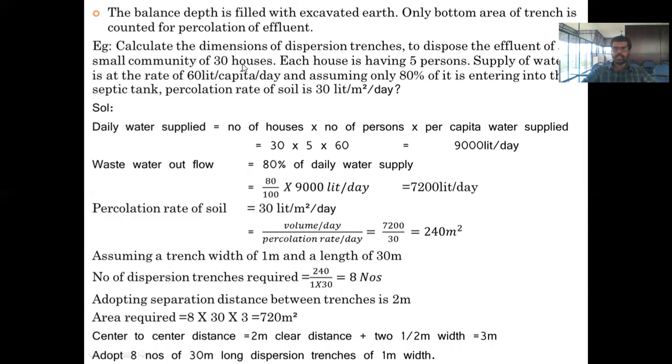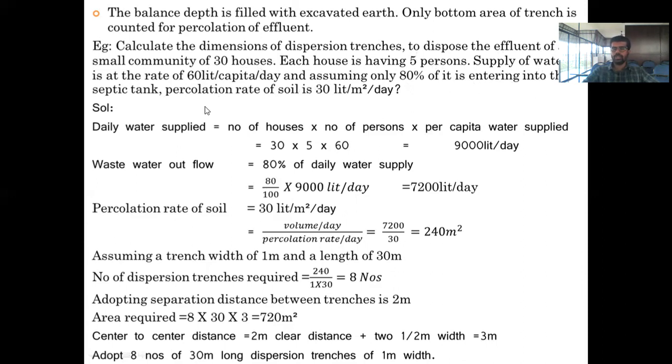Okay, so you know that in big effluent, if the effluent is very high, then only we'll be using dispersion trench. So it is asked to dispose the effluent of a small community of 30 houses. Each house is having 5 persons. Supply of water is at the rate of 60 liter per capita per day. The water usage by a person is 60 liter per day, and assuming only 80% of it is entering into the septic tank.